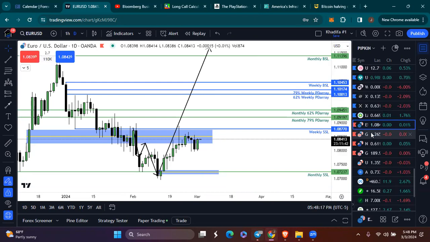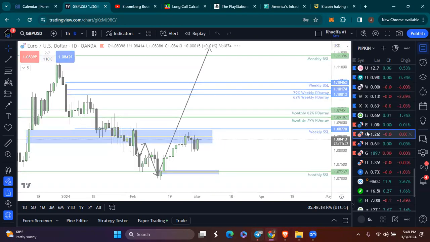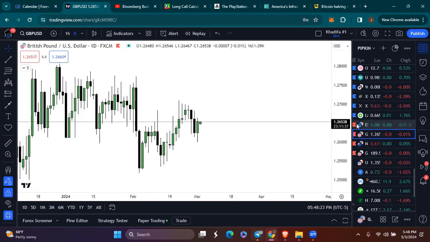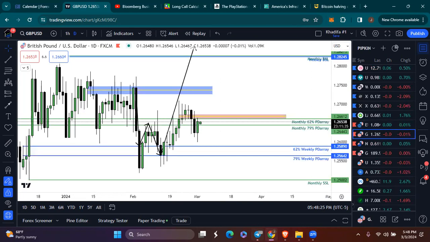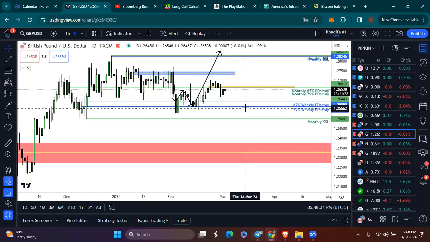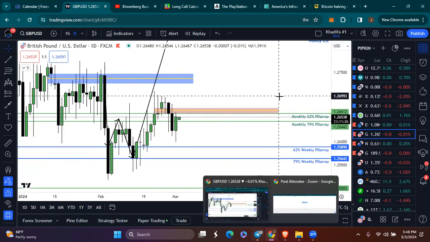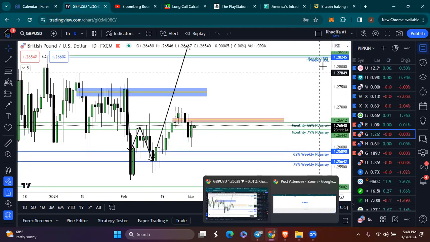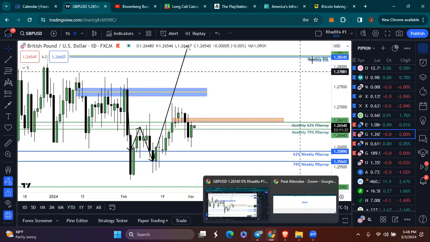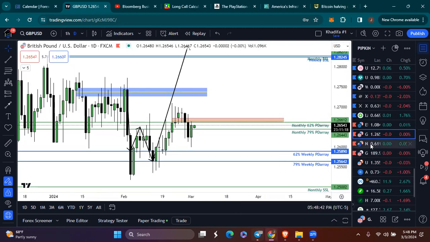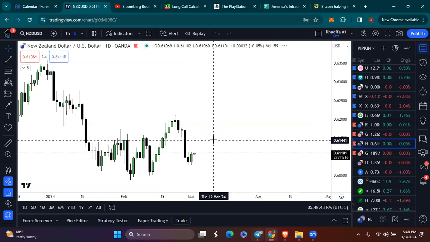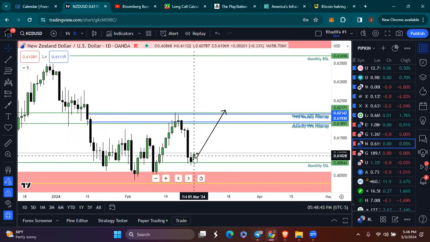Looking at GBP USD, basically the same thing. We want to see GBP USD push higher, coming up into the monthly buy side liquidity here. And as well as NZD/USD.